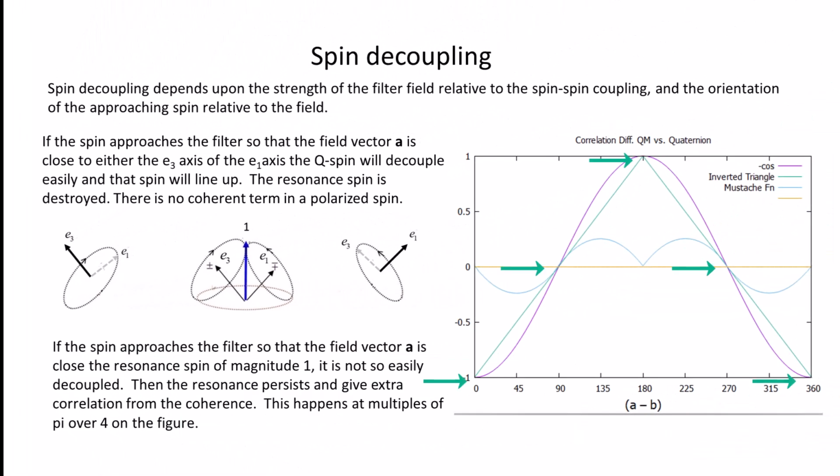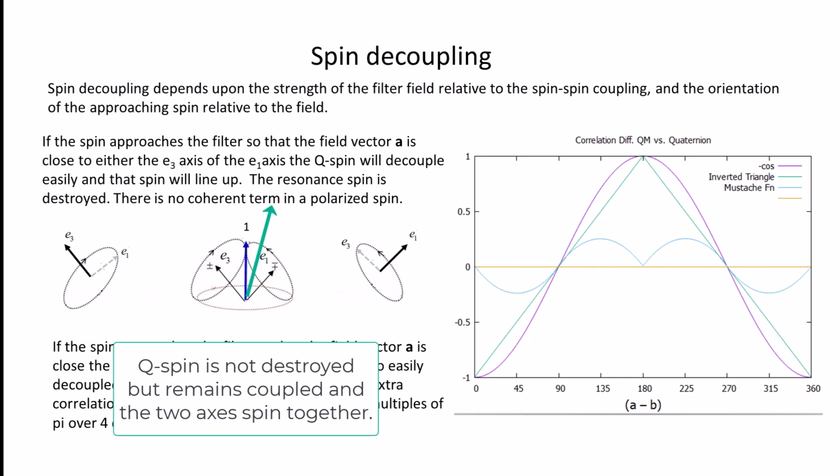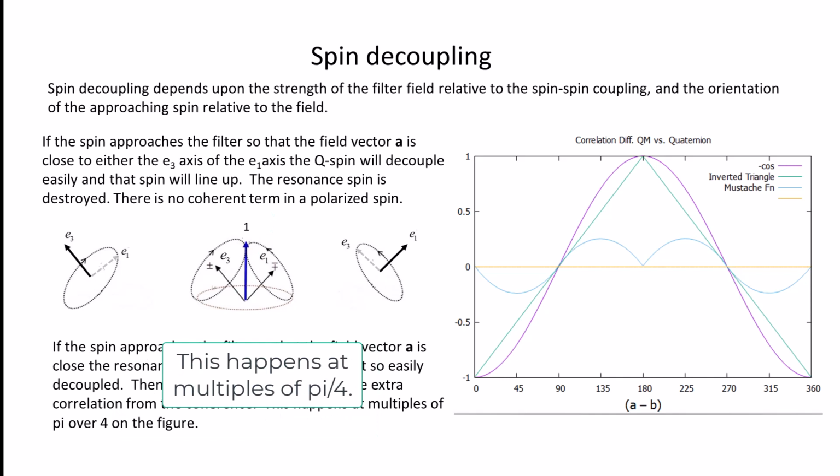Note the positions on the correlation curve where there is no coherence, and these are when theta A minus theta B are close to 0, pi over 2, pi, and 3 pi over 2. I will soon show these make sense. If the spin approaches the filter so that the field vector A is close to the resonance spin of magnitude 1, it will not so easily decouple. Then the resonance spin persists and gives extra correlation from the coherence. This happens at multiples of pi over 4 on the figure.